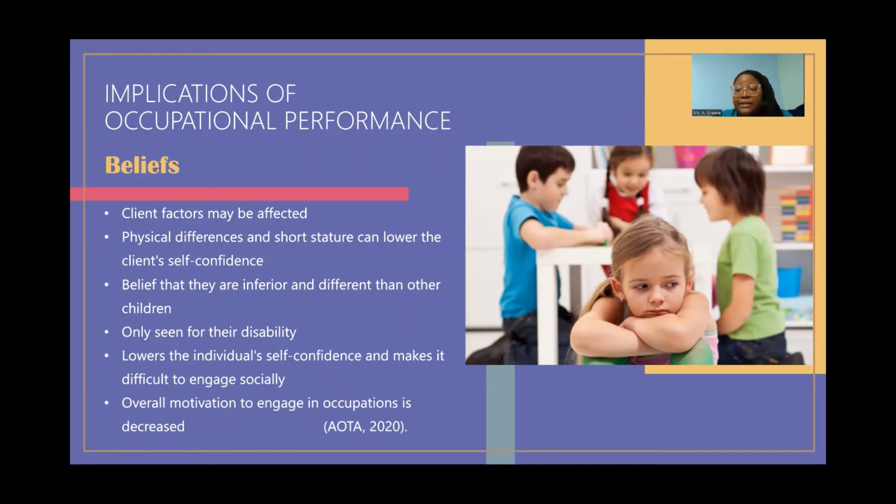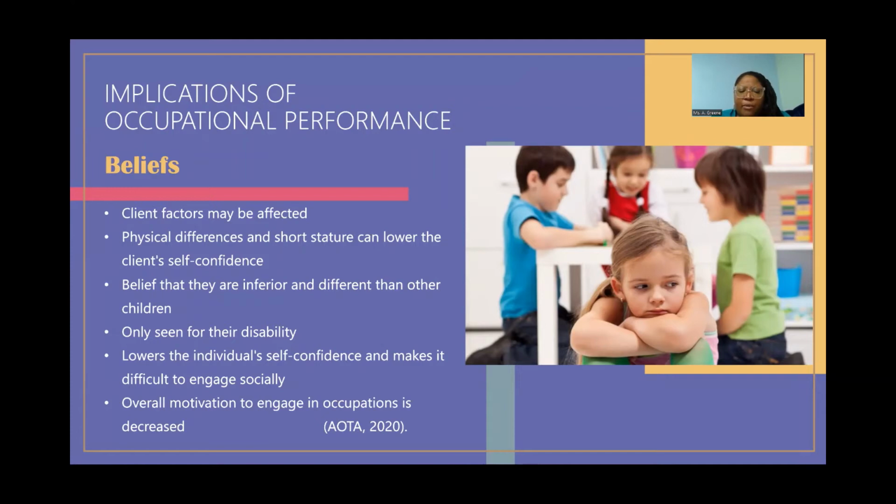Specifically, children like to play with other children, and they notice when they're not growing at the same rate as other children, when they can't play the same way as other children because of their height. So they believe sometimes that they're only seen for their disability and not for any of their other qualities. It also makes it difficult for children to engage socially because they feel as if they're different, they stick out, so they don't want to put themselves out there and engage in social participation or in conversation with others.